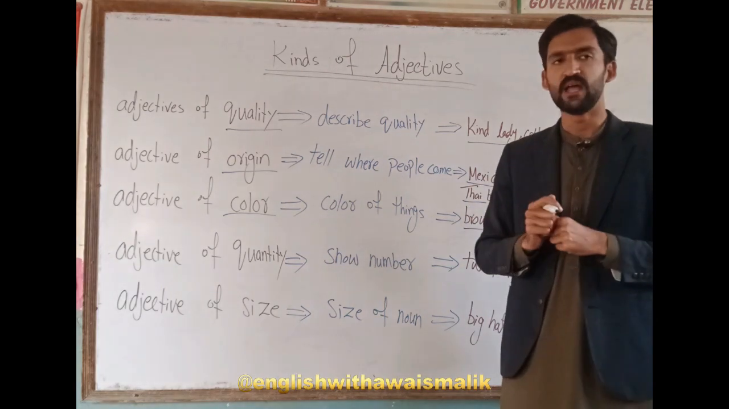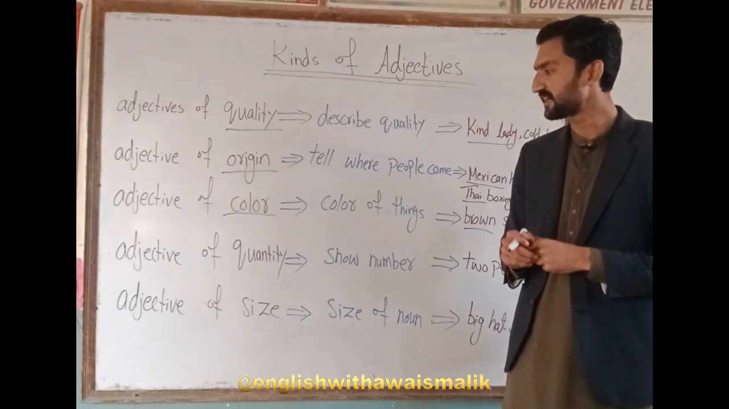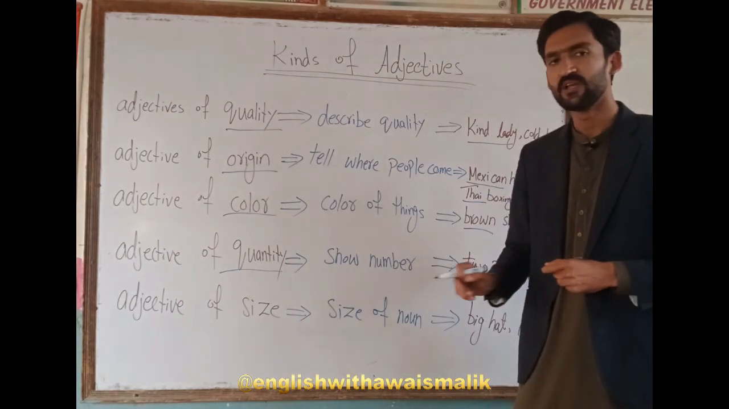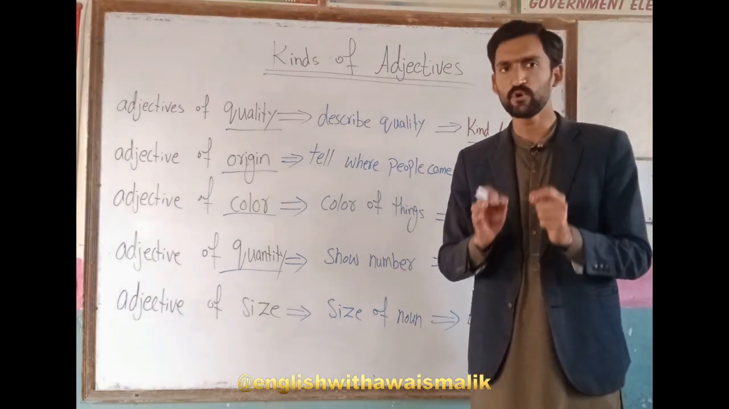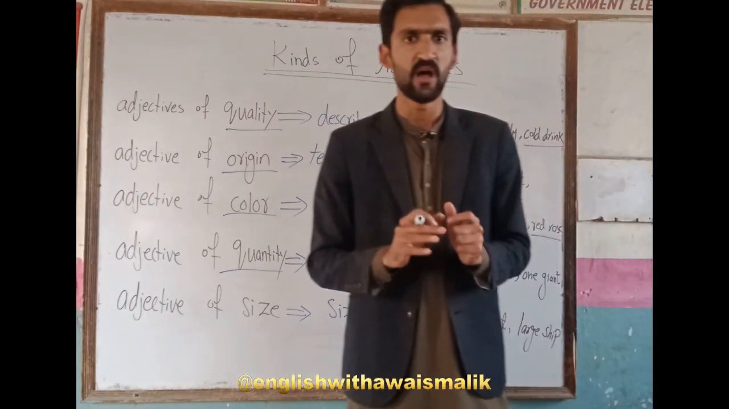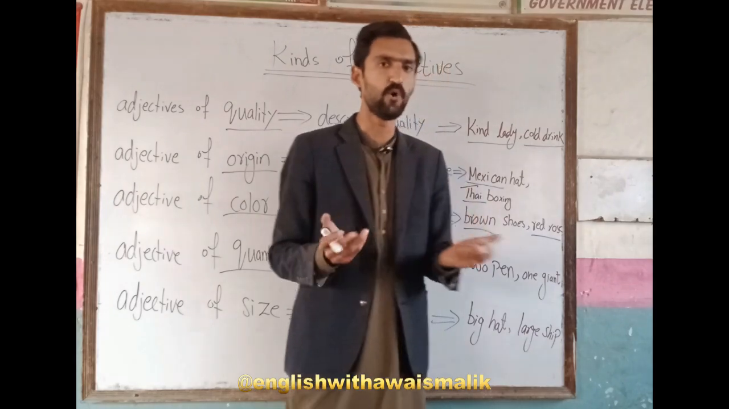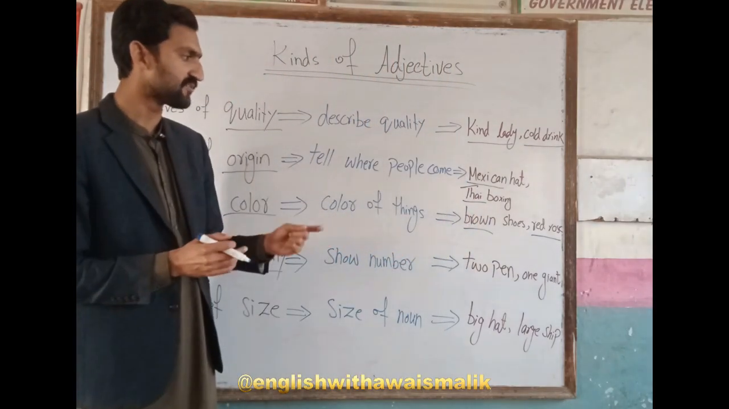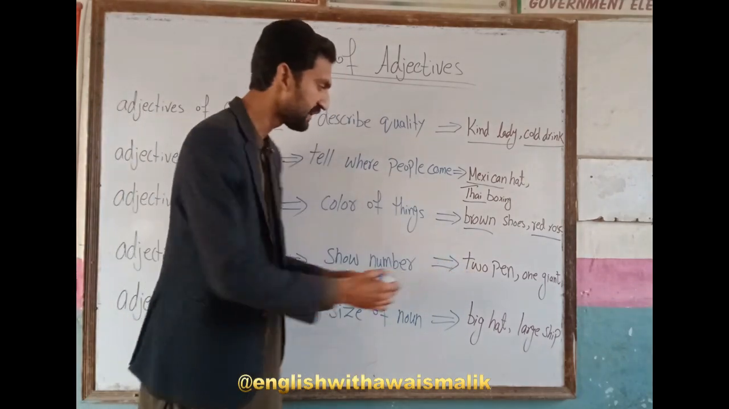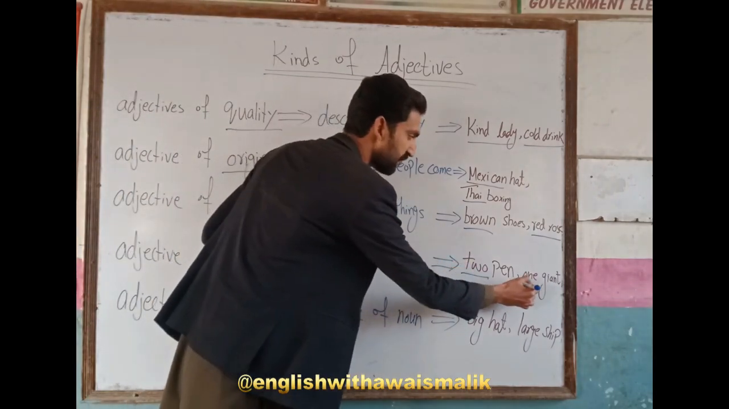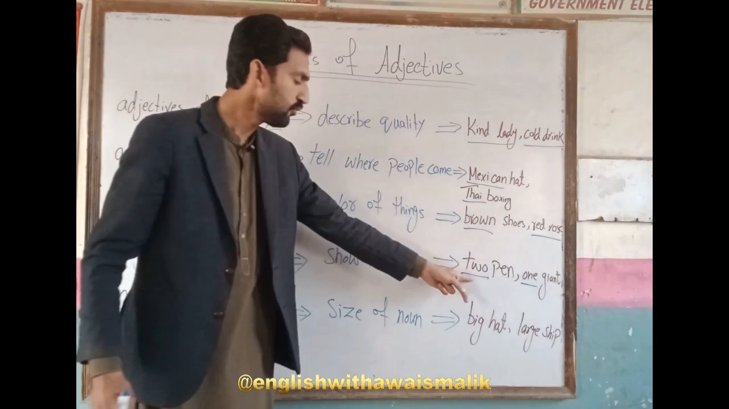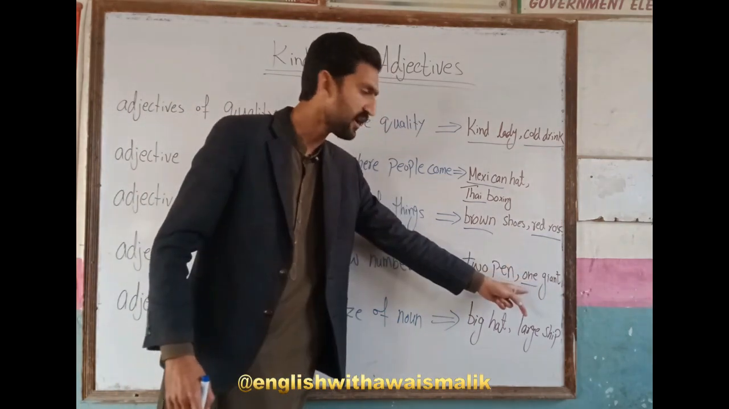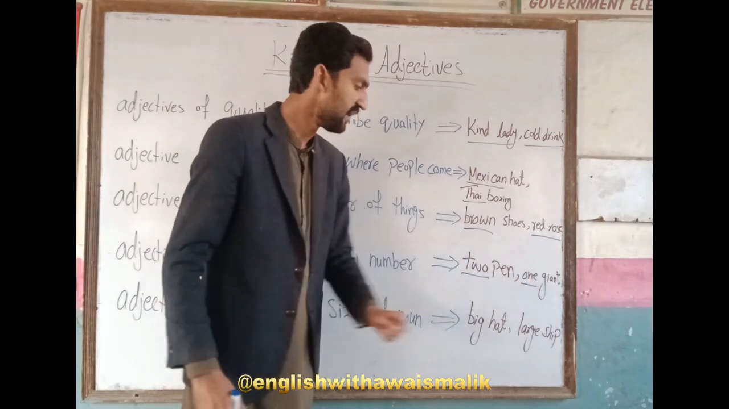Further, we have another type of adjective: the adjective of quantity. Those words which show the quantity of nouns, how much quantity of a noun is present somewhere. We have examples like two pens and one giant. Here two is considered to be an adjective. In one giant, one is also an adjective.